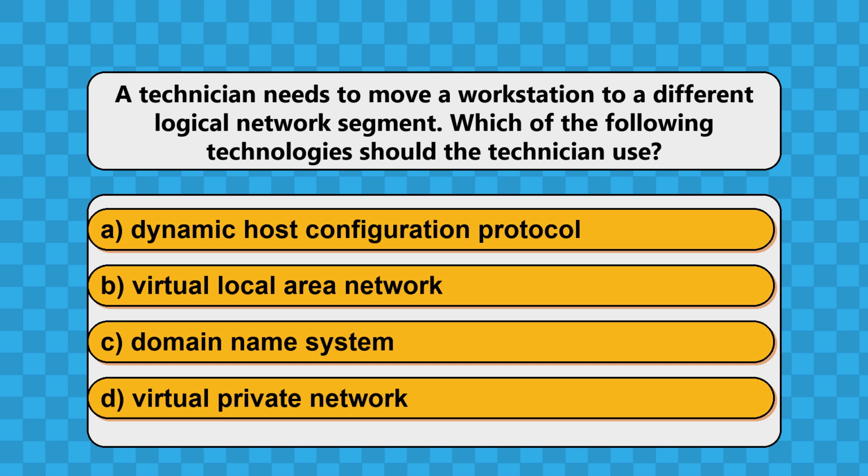Option A, Dynamic Host Configuration Protocol. Option B, Virtual Local Area Network. Option C, Domain Name System. Option D, Virtual Private Network. The correct answer is option B, Virtual Local Area Network.